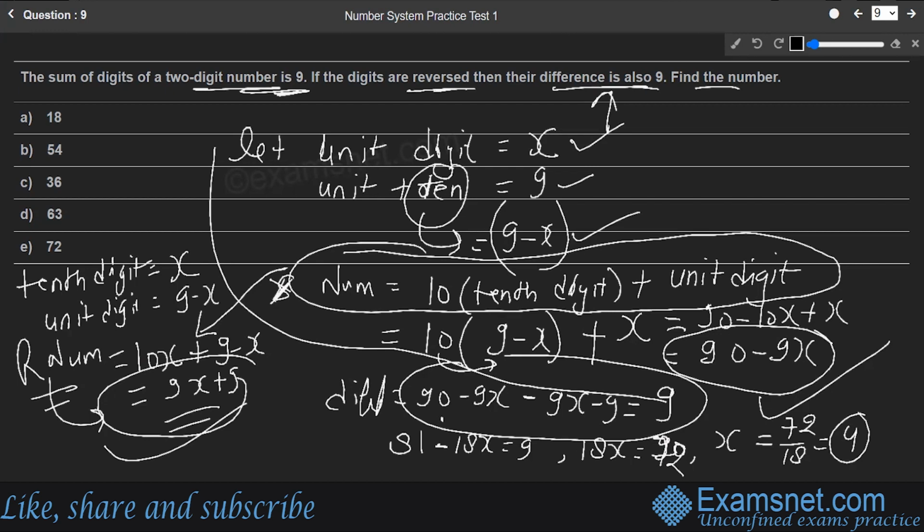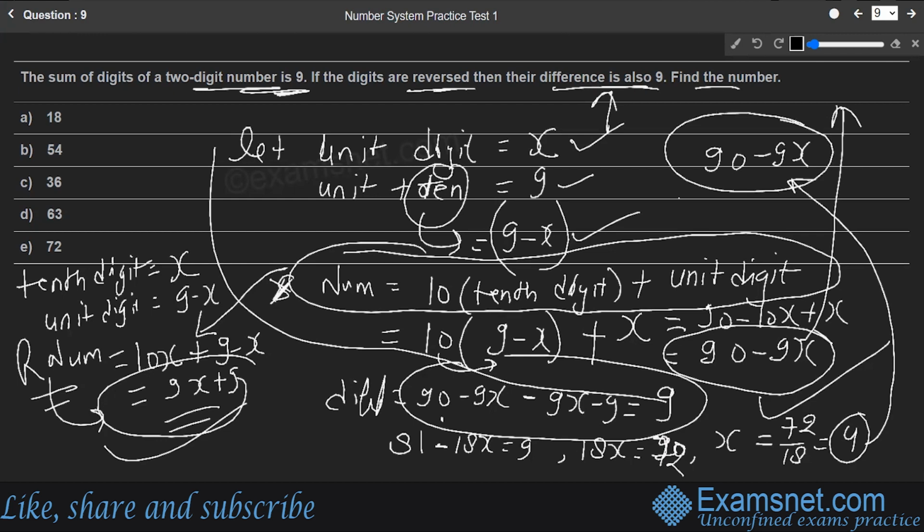He had asked us to find the number. The original number is 90 minus 9x. If we put x equal to 4 in this expression, it is going to be 90 minus 9 into 4, that is 90 minus 36, which is going to be 54. So that's going to be our answer. 54 is the number, which is available in option B and becomes the right answer for us.